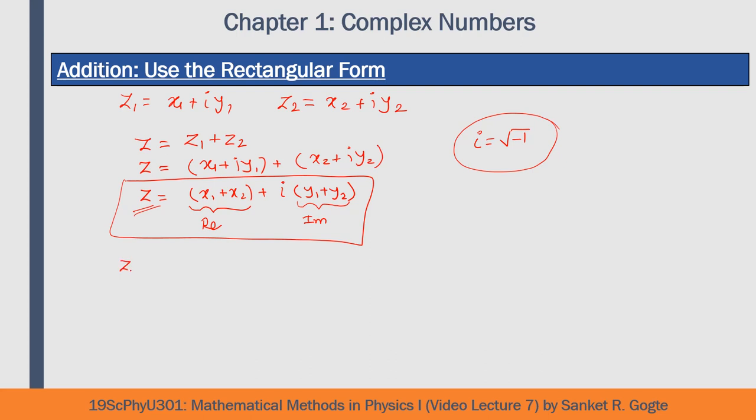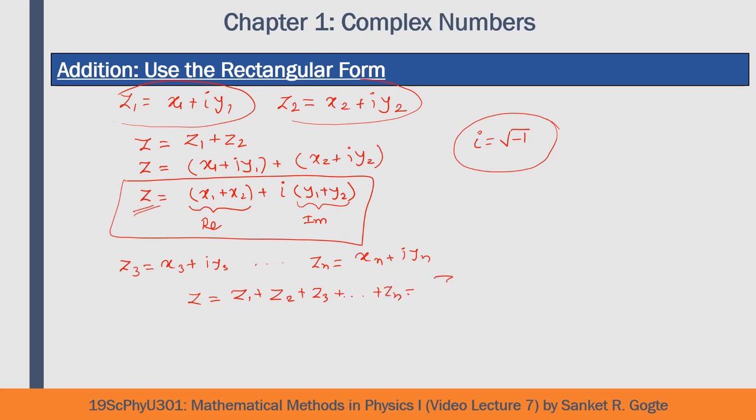This is true in general for n number of complex numbers. z1 is x1 plus iy1. This is z2, x2 plus iy2. Let me write a few more complex numbers. z3, which is x3 plus iy3. And similarly, I can have n such complex numbers, zn, which are given by xn plus iyn, and I want to add all these. So what I want to do is find z1 plus z2 plus z3 up to zn.